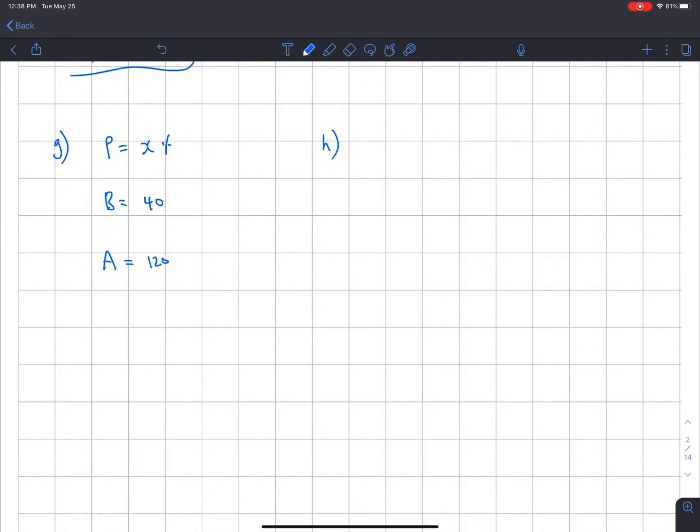Finally, H. 180 is 200% of what number? So percent is 200%, of what number? So it's always of the base. The base is going to be x. And the amount is 180.